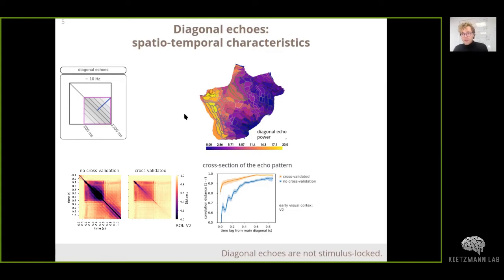In order to find this out, we can apply cross-validation techniques and compare the cross-temporal dissimilarities between different presentations of the same stimulus object. Okay, if we now look at the cross-section of this diagonal echo pattern here, we can indeed see that the cross-validation procedure does strongly diminish the diagonal echo signature. From this, we conclude that the diagonal echoes are not stimulus locked. What else might they be linked to?